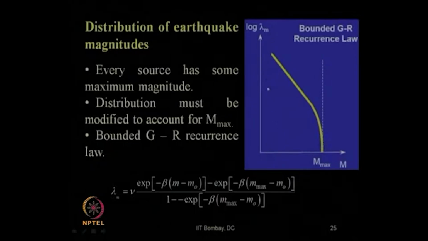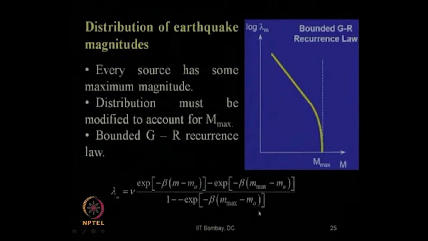For the lower value, of course, we have earlier put a boundary for the lower or minimum threshold, m naught, based on what value we are interested in for our seismic hazard analysis. So, the bounded Gutenberg-Richter recurrence law will look like this. Lambda m now will take the shape of mu times e to the power minus beta times (m minus m naught) minus e to the power of minus beta times (m max minus m naught), divided by 1 minus e to the power minus beta times (m max minus m naught).